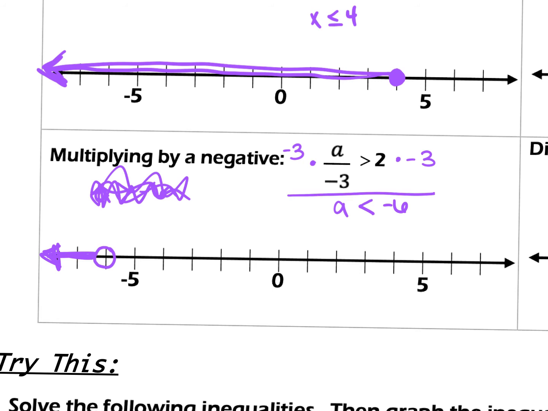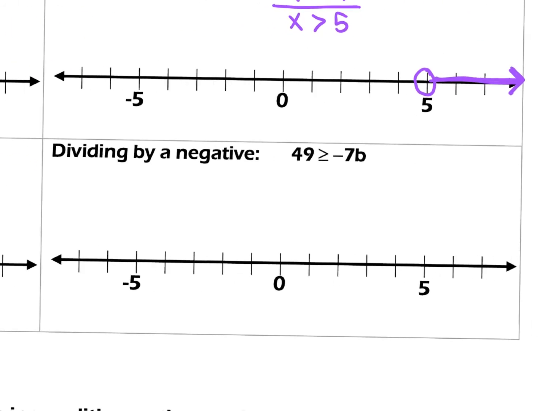Let's try one more. Oops, sorry, guys. We're going to divide by a negative now. So we have 49 is greater than or equal to negative 7b. Well, I want to get b by itself, so I'm going to divide by negative 7 on both sides, leaving me with 49 divided by negative 7 is negative 7. And we flip our sign, less than or equal to b now. So again, remember, because we divided by a negative, I am going to flip the sign. So now I have a less than or equal to sign.